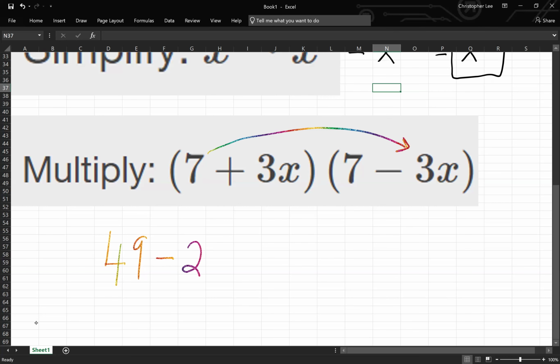And then we're going to have the positive 3x times a 7, which is going to give me a positive 21x. And then we're going to have the 3x times the negative 3x, which is going to give me a negative 9x squared.